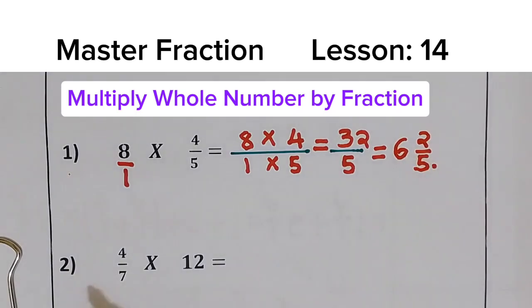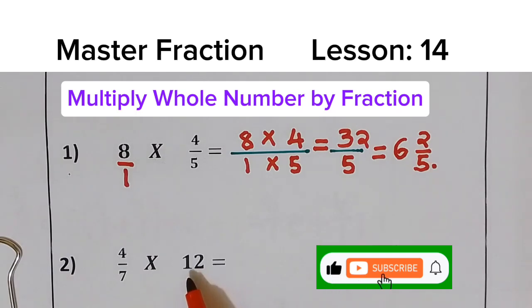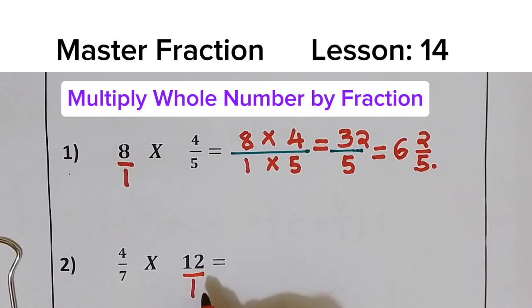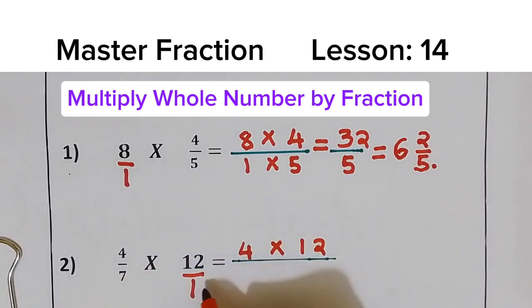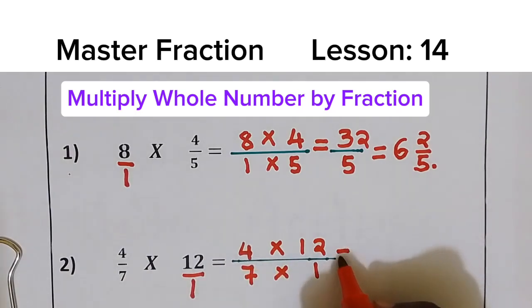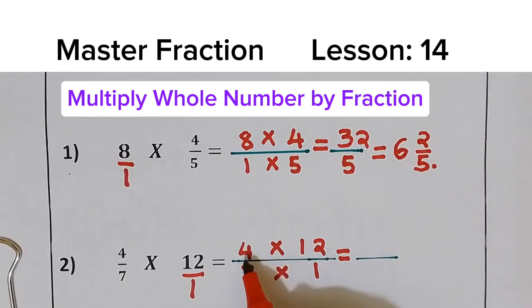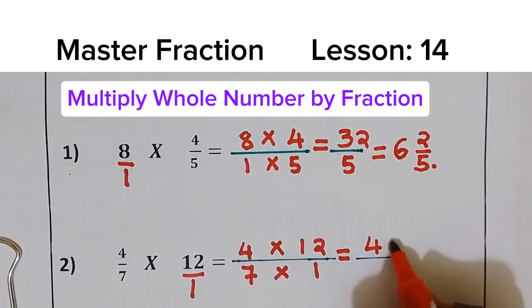Let's go to question number 2. We have 4 over 7 multiplied by 12. The first thing we are going to do is change 12 into a fraction by putting it over 1. Then we multiply the numerator by numerator and denominator by denominator. We have 4 multiplied by 12 and 7 multiplied by 1, which gives 4 multiplied by 12 is 48, and 7 multiplied by 1 is 7.